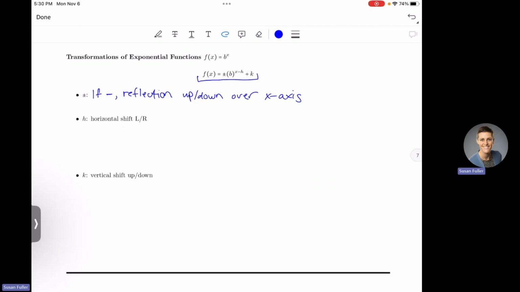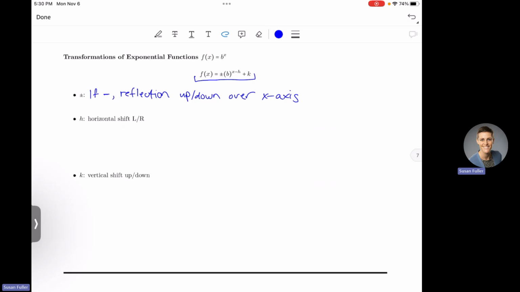And then if we have a positive outside, we're really not going to do anything with that. If it's a plus out there, we're not even going to write the plus. You won't have to worry about it. So really, you just need to worry about if there's a minus out there. I just wrote plus or minus here because sometimes you'll have a negative and sometimes you won't.